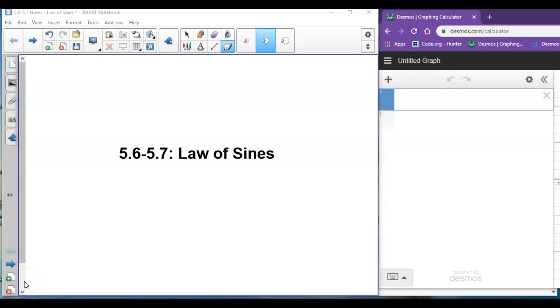Right, in this section, we're going to be working on the law of sines. So this is trigonometry that we're kind of going back to. Don't worry, we won't be doing trig identities. This should be hopefully a little bit easier than that.